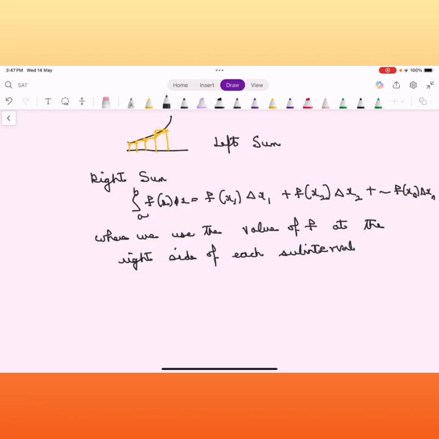So that concludes the lesson for today. We have learned how to calculate the Riemann sum using problems and also the basic introduction of the left sum and the right sum.